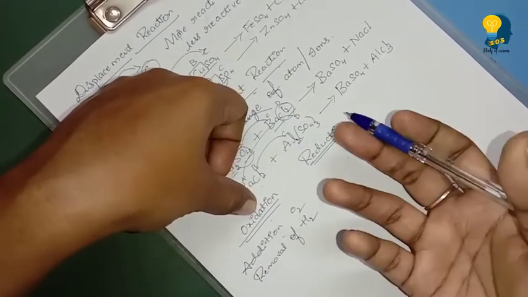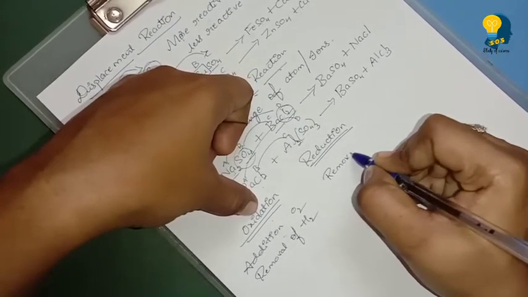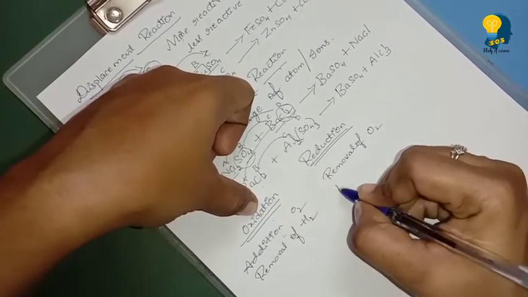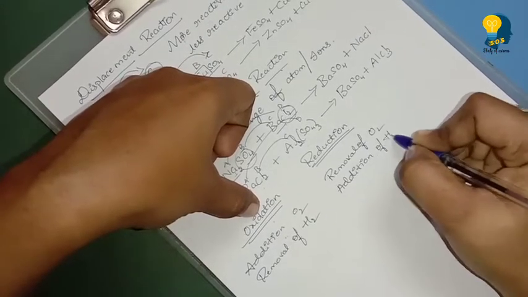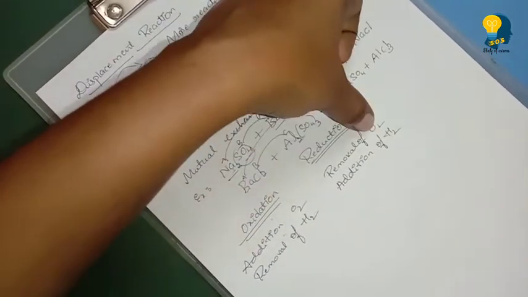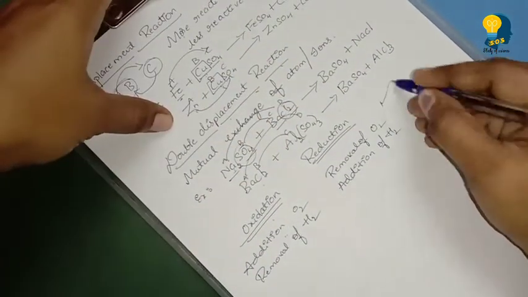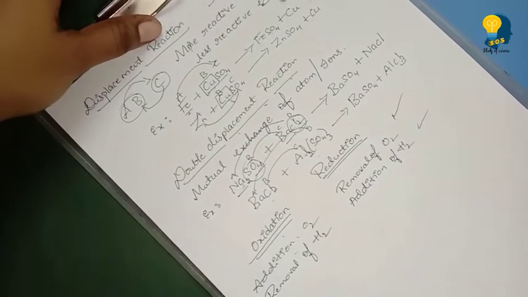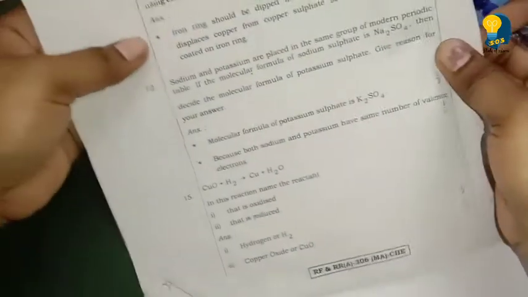Reduction is the reverse. What is reduction? Removal of oxygen, addition of hydrogen. Very simple. See, removal of oxygen is reduction. Addition of hydrogen is reduction. These topics, oxidation and reduction, are very important. So I will give you one example. See, in this year's exam also they have asked it. They asked like this.